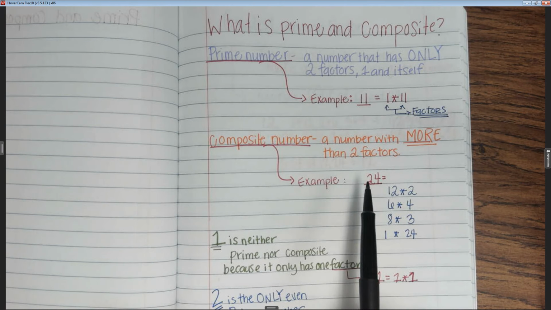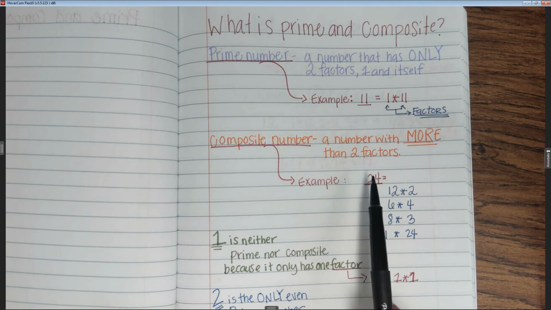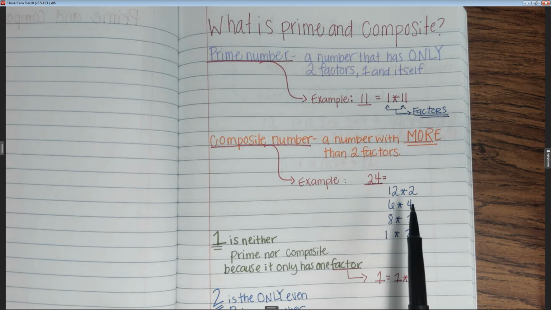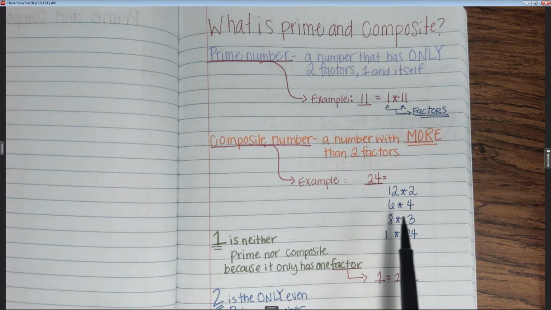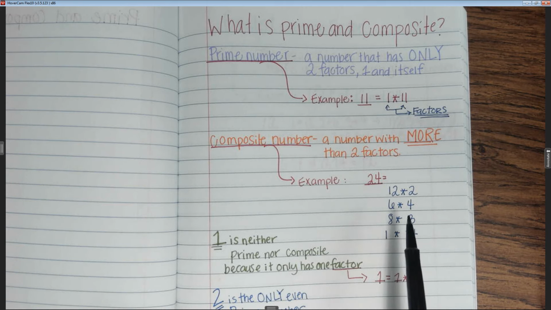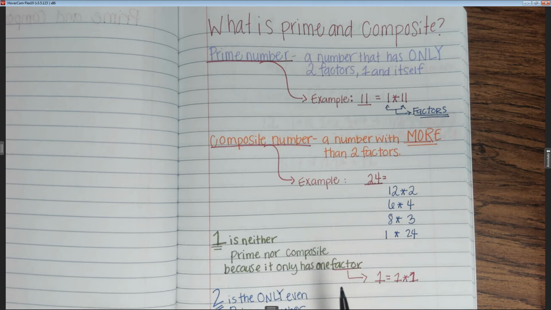So for example, 24. 24 has several factors that I multiply to get the product of 24. For example, 12 times 2 is 24. 6 times 4 is 24. 8 times 3 is 24. 1 times 24 is 24. All of these numbers, 12, 2, 6, 4, 8, 3, 1, and 24, those are all factors of 24.